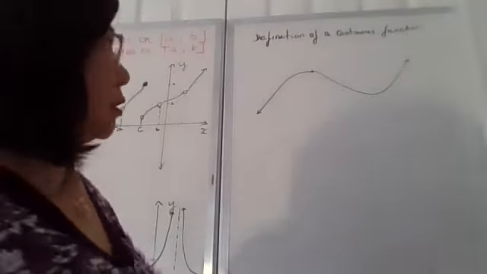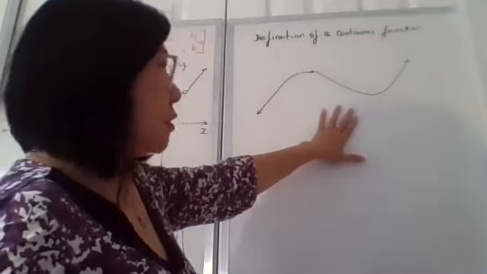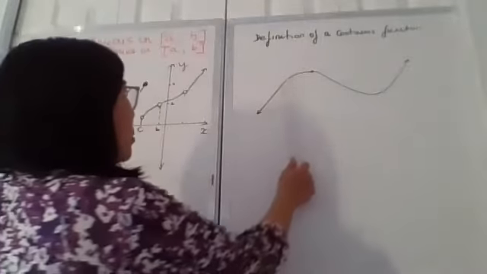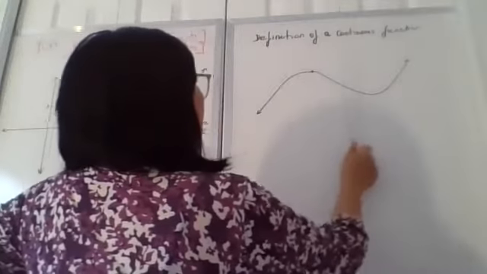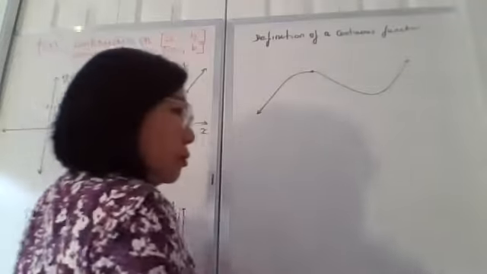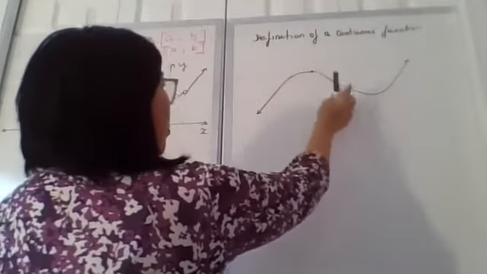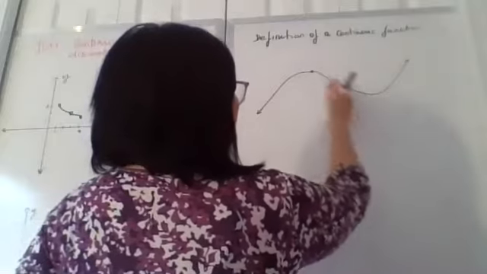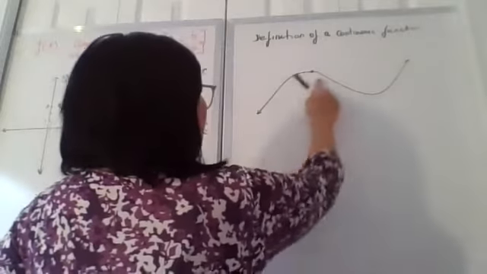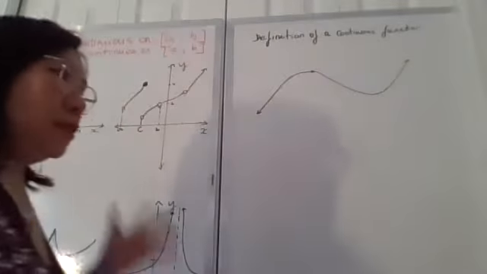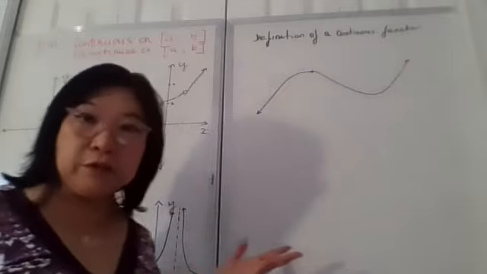Now let's talk about the continuous function first. Look at this function here. This is a continuous function. You can see that there is nothing broken. It just keeps going. The arrow shows it keeps going. So this is a continuous function for sure, definitely.